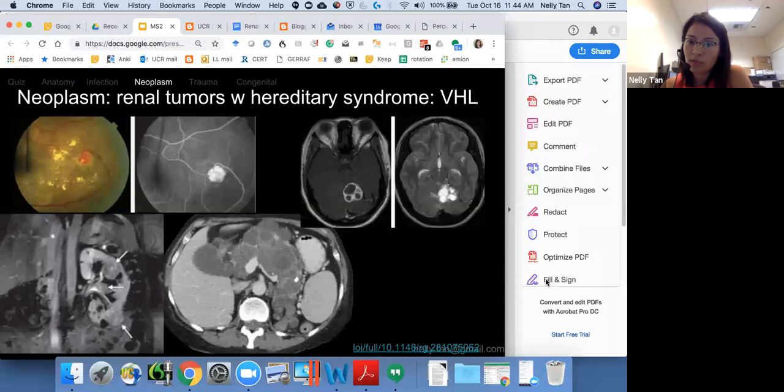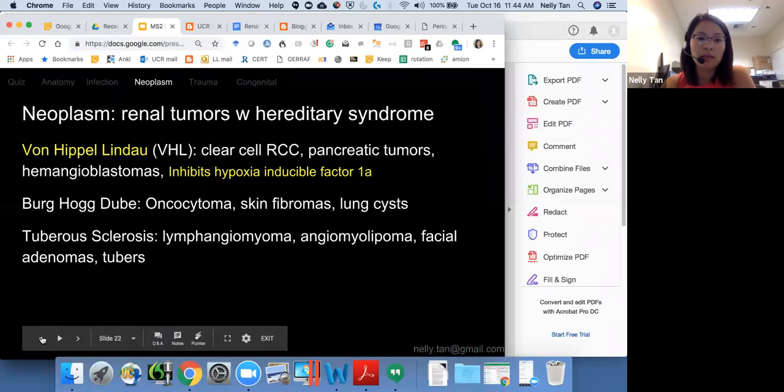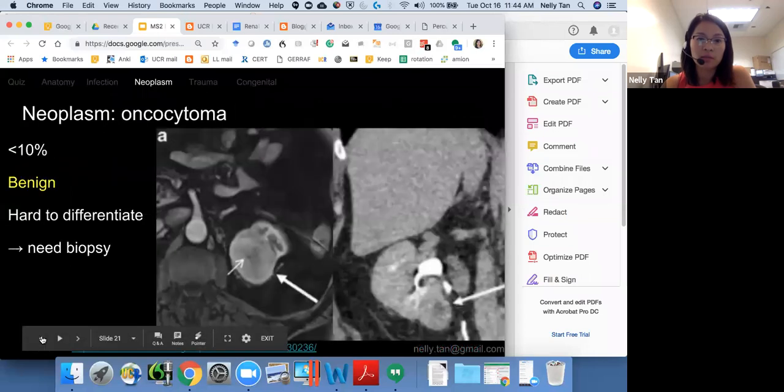What was the difference between those two that you said are difficult to distinguish? Benign versus malignant? Yes. The main difference is that oncocytomas are benign, and clear cell renal carcinomas, clear cell RCC, are not. Because clear cell RCC is malignant, they usually need to be resected or ablated or treated somehow.